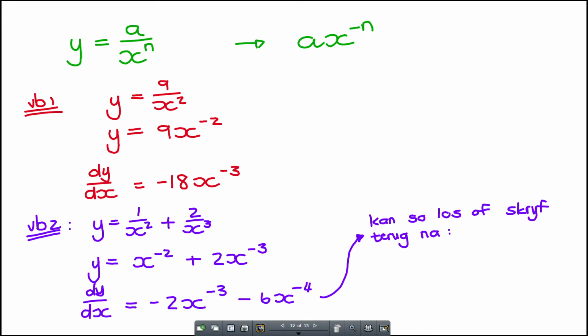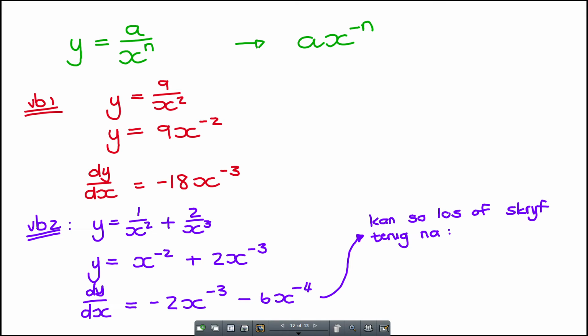Right, so first things first, I'm going to say that is the same as x to the power of minus 2 plus 2x to the power of minus 3. So ek het hom net gou eers in sy regte formaat gaan kry. And then I say dy over dx, meaning now I'm doing derivative, is equal to that minus 2 multiplied with a 1 gives me minus 2x, en dan trek ek minus 1 daarbo af, so to the power of minus 3. Then over here, minus 3 must be multiplied with a 2, so minus 6x, en dan minus 1 daarbo, tot die mag, minus 4. Okay, so did you guys all get there?